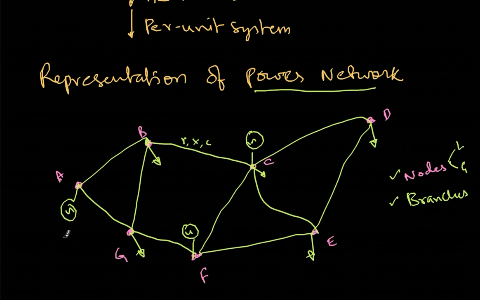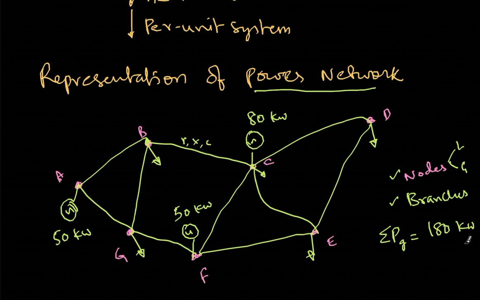Just to give you an example, let's say I am generating 50 kilowatts here and 50 kilowatts here and then 80 kilowatts here. The total generation will be 50 plus 50 plus 80, that is 180 kilowatts. So total generation is 180 kilowatts.